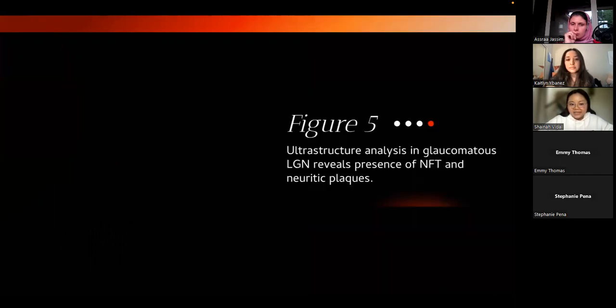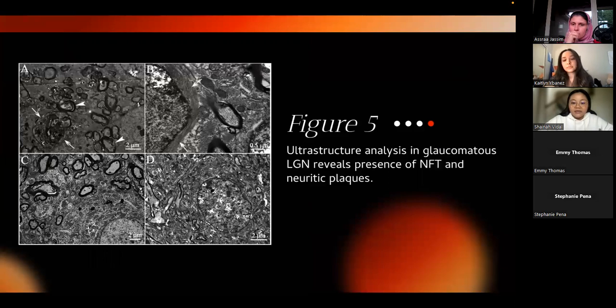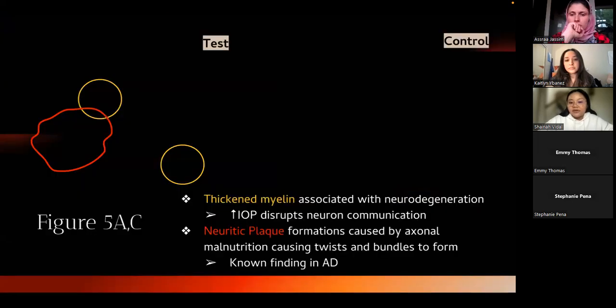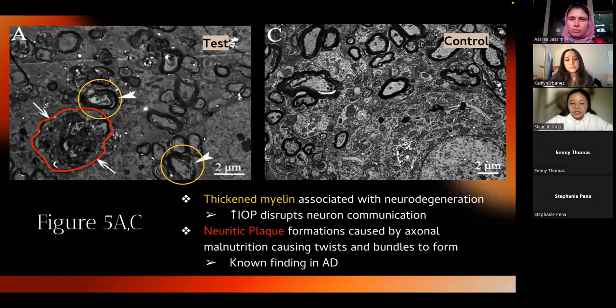Moving on to the next figure, figure 5 also goes into more analysis of some of the different hallmark features of Alzheimer's disease that we find in our LGN models. Figure 5 specifically used an ultrastructure analysis to observe how the anatomical changes within the LGN model correlated to those of Alzheimer's disease. Starting with the first section, figure A is our test and figure C is our control.